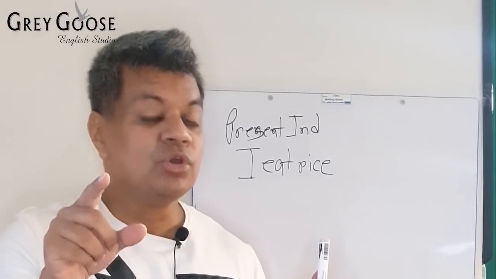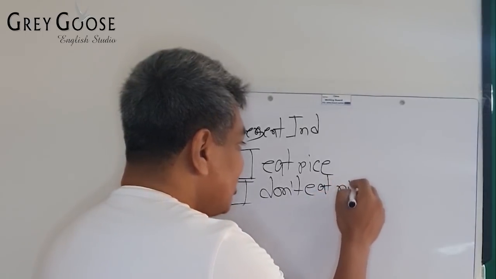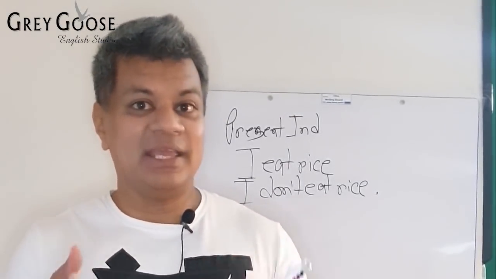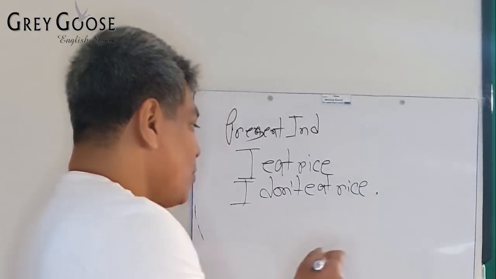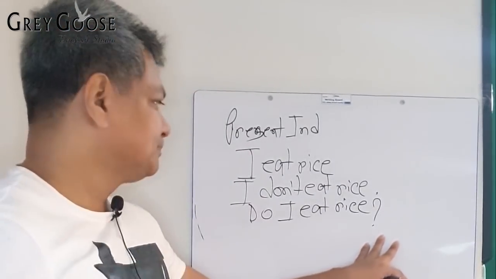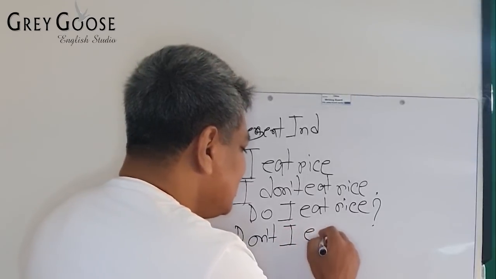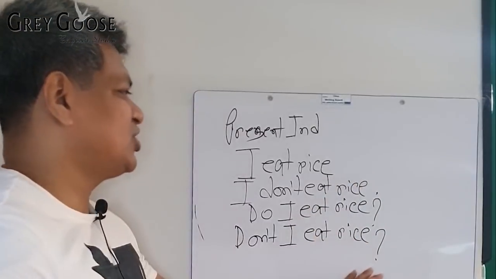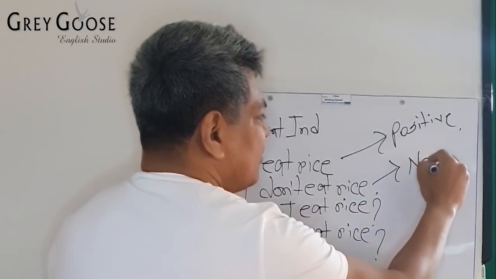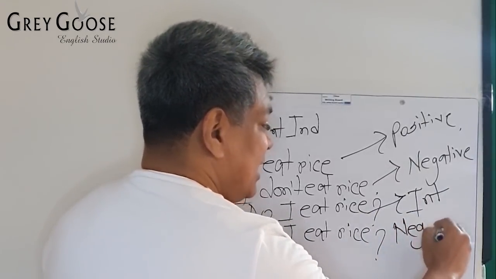Now, if I ask you to turn that into negative, it would be, I don't eat rice. Positive, negative. After that, I want you to turn that into interrogative, and it will be, do I eat rice? And then that would be a question mark at the end of it. Last one, negative interrogative. It'd be, don't I eat rice? Here again, a question mark. Now see, this is positive, this is negative, this is interrogative, and this is negative interrogative.